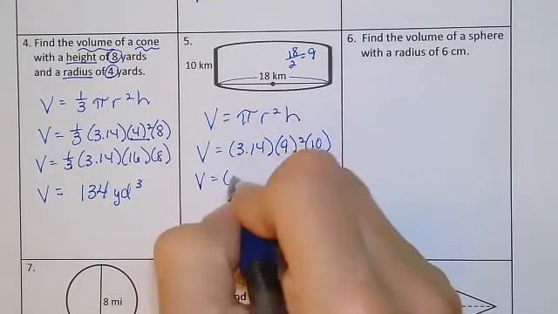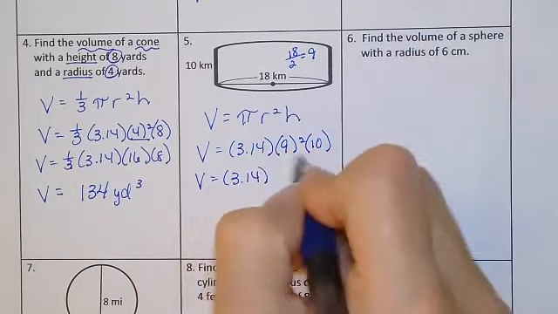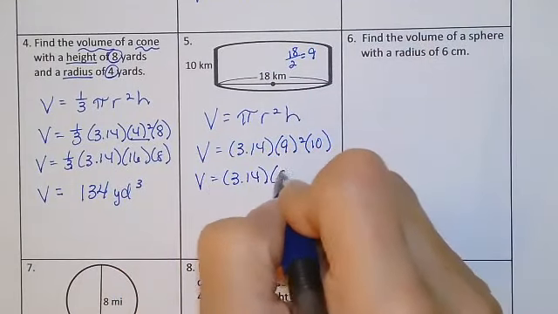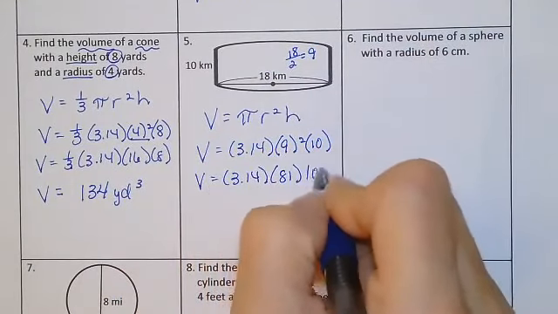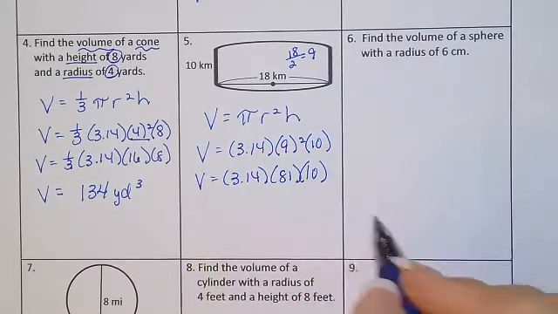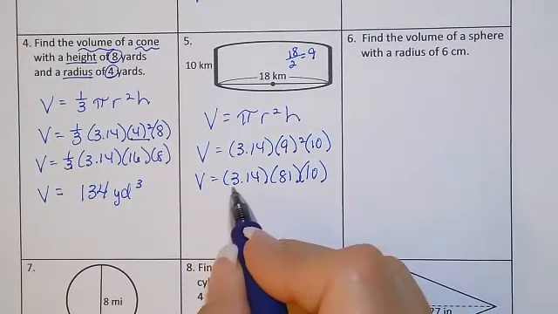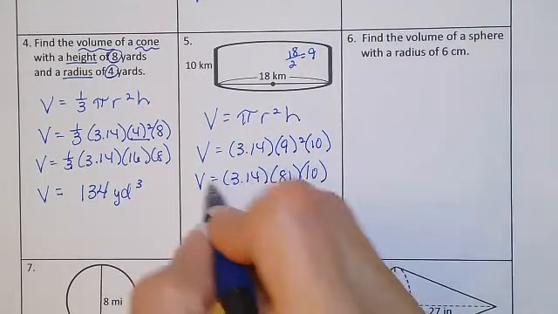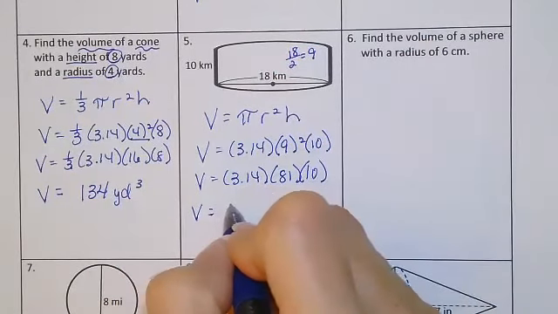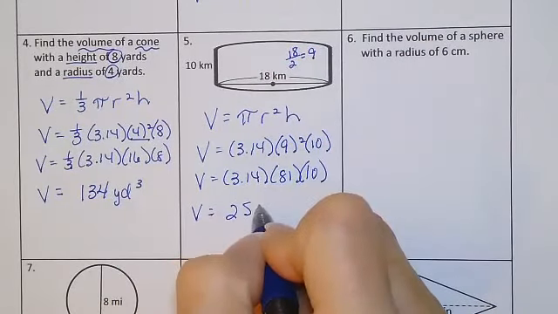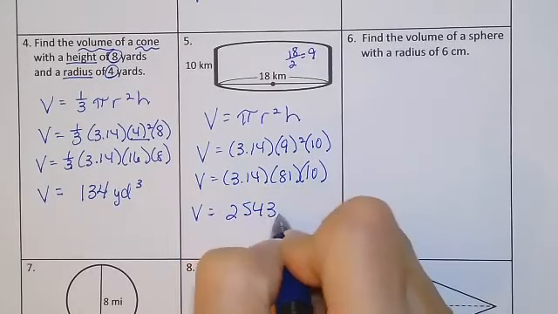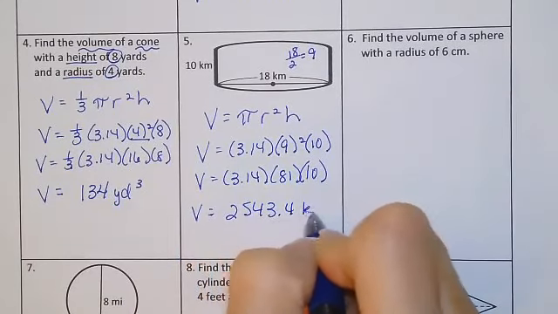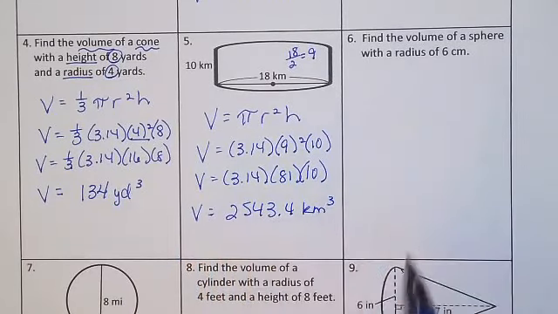Okay, we have 3.14. 9 times 9 is 81. And now we're going to multiply the 3 together. And we get 2,543.4 kilometers cubed.